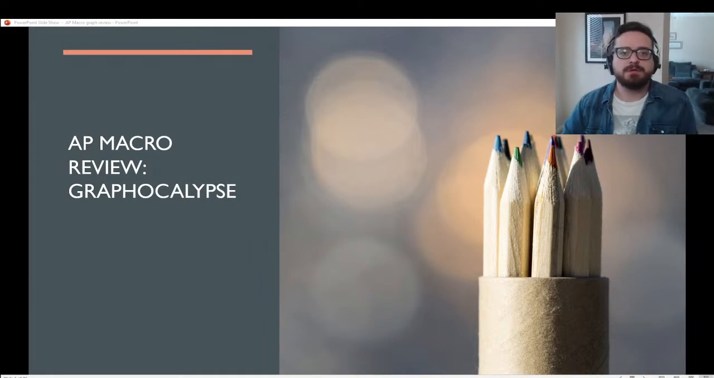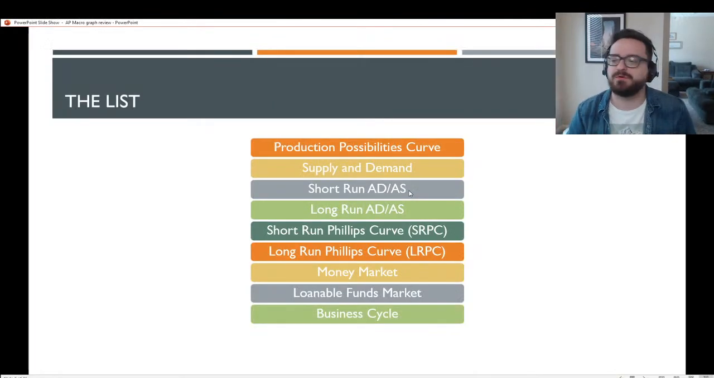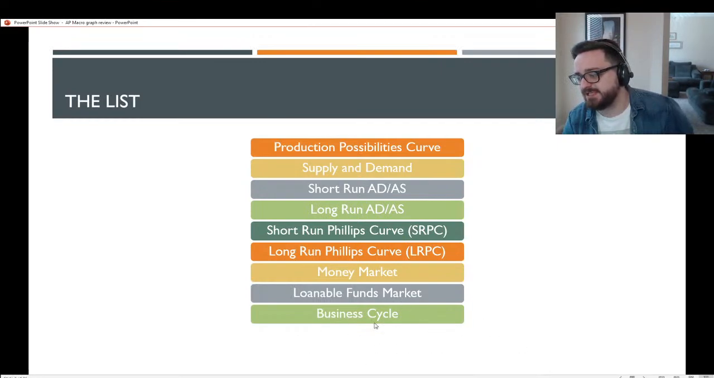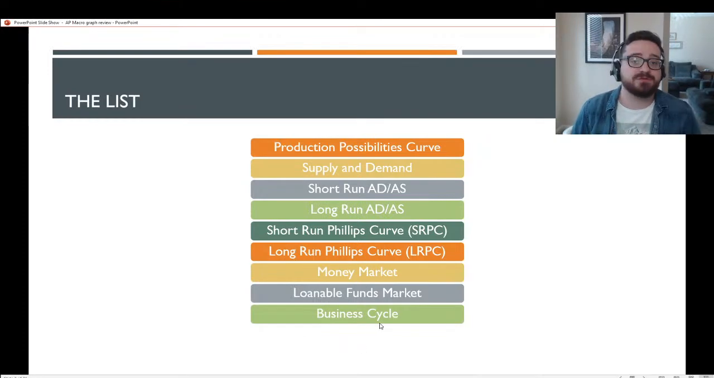All right. Okay. So first things first, easiest graphs in the course. Here's our full list of graphs. We've got the production possibilities curve. Mentally draw that in your head. Check. The regular supply and demand graph. The short run and long run aggregate supply and demand graphs. The short run and long run Phillips curve graphs. The money market. The global funds market. The foreign exchange market for some reason is cut off on here, which it shouldn't be. And the business cycle. Those are the list of graphs.